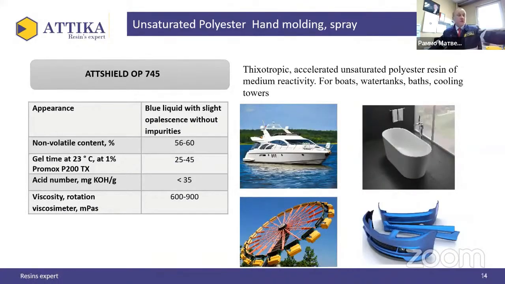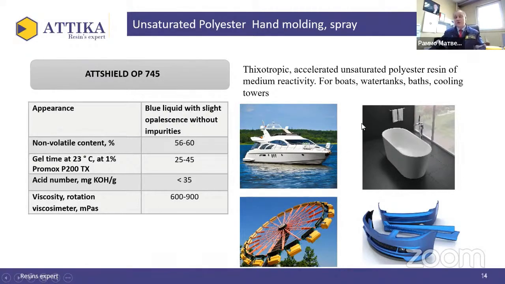The third resin is also a blue resin, 745, also with blue indicators. It's a more specialized resin. We are recommending these resins for production of boards. It includes less styrene, so UV resistance is much better than the previous resins.